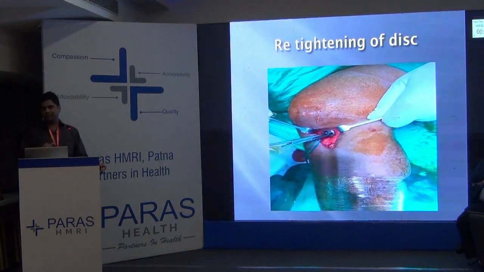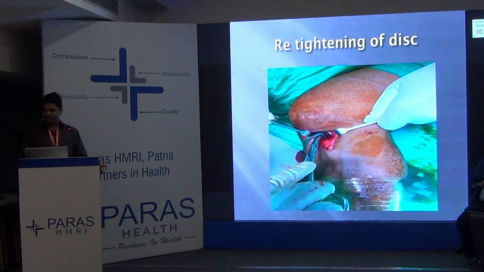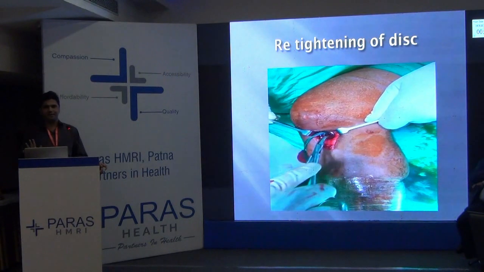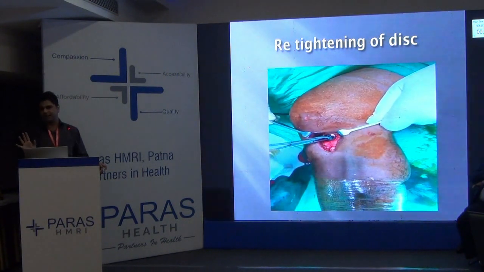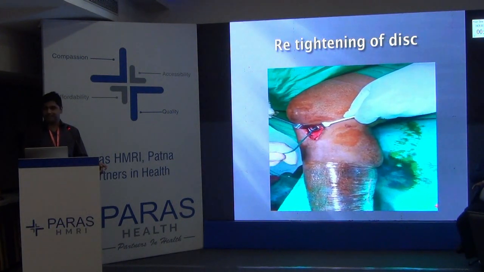We even have papers on this. You just rotate it with an artery forceps 2 to 3 turns and it will not come back. Rest assured, it will not come back in your rehab. Just rotate it and the disc is tightened, if by chance it was loose.